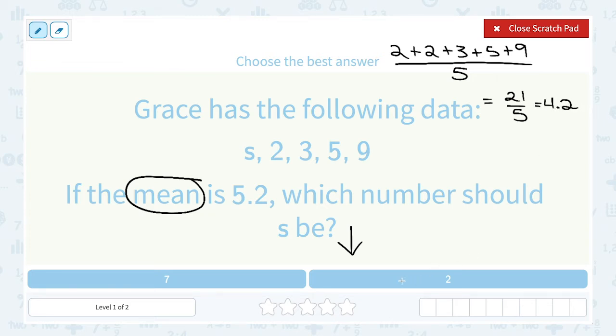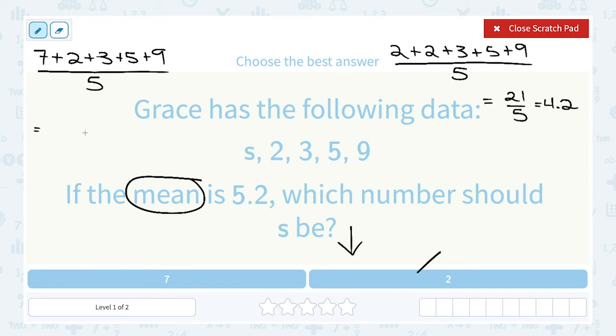All right, so if it wasn't 2, it must be 7, but let's just take a look to double check. If I put 7 in place of S, when I add up my numbers, I would have 7 plus 2 plus 3 plus 5 plus 9. There's still 1, 2, 3, 4, 5 numbers, so I would divide that by 5.